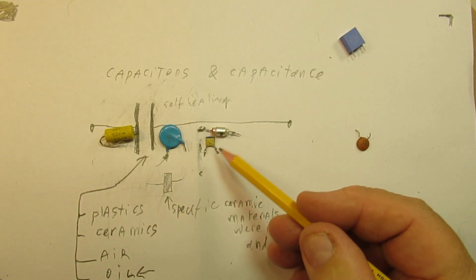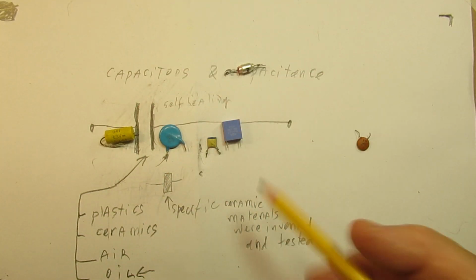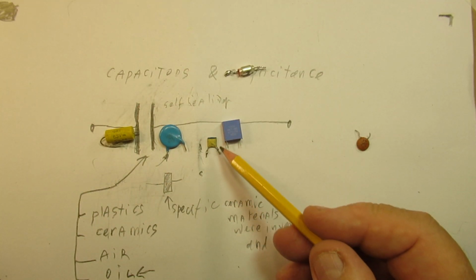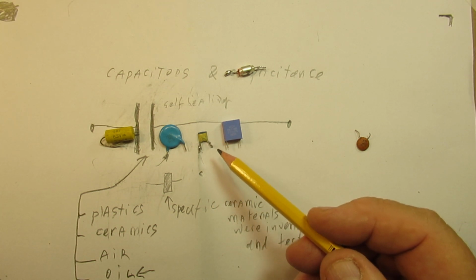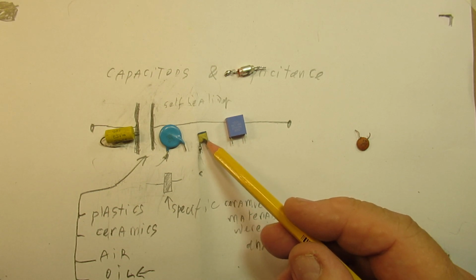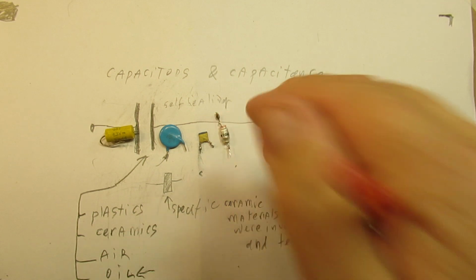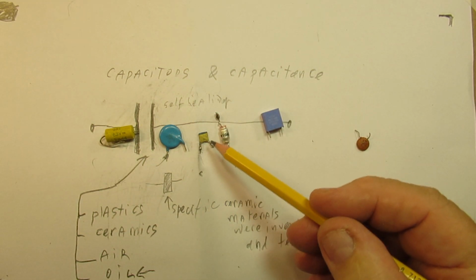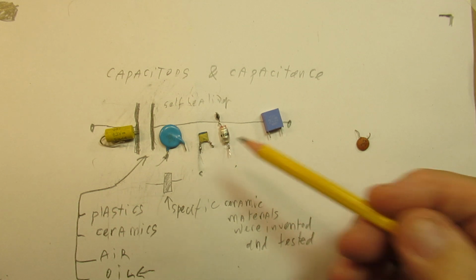Here again a small ceramic capacitor. Ceramic capacitors are always used in high frequency circuits, and important to tell, sometimes a radio oscillator does not want to work with a plastic dielectric capacitor, but only with a ceramic dielectric capacitor.